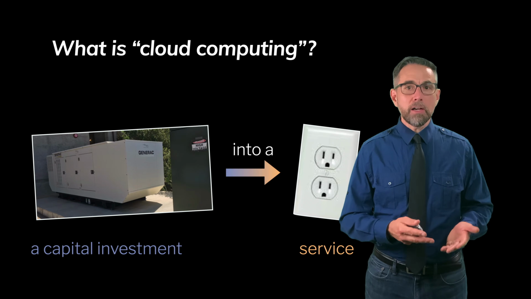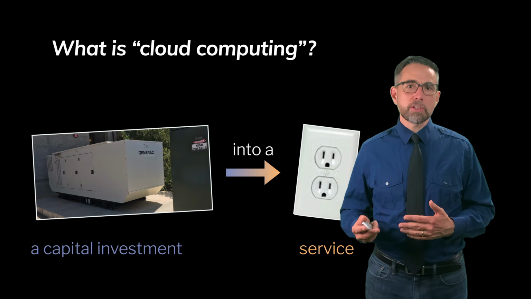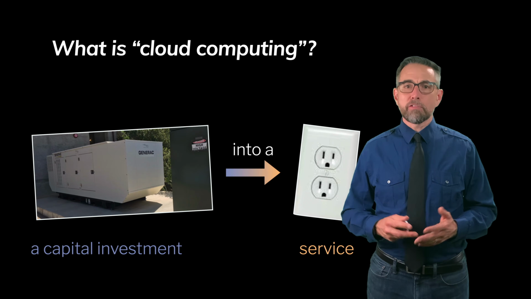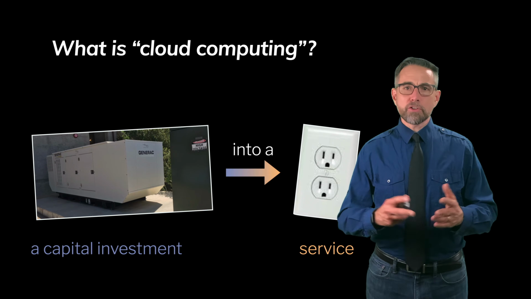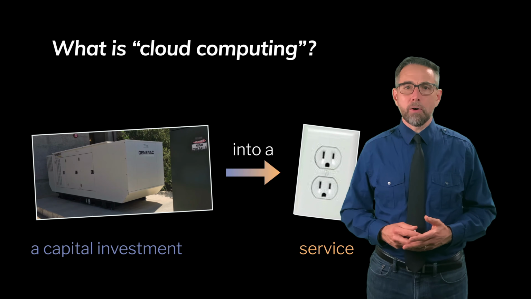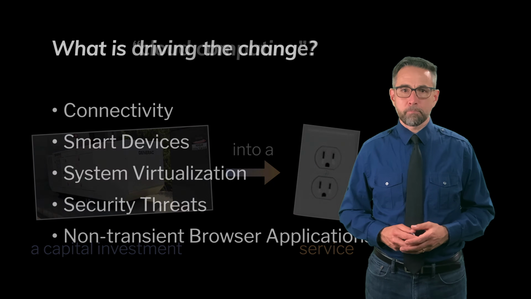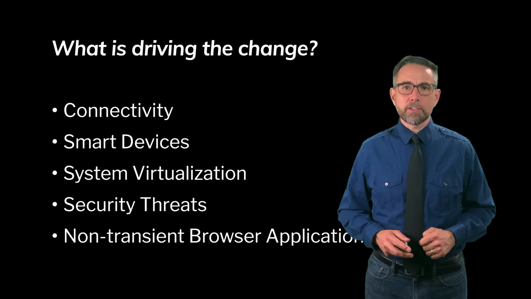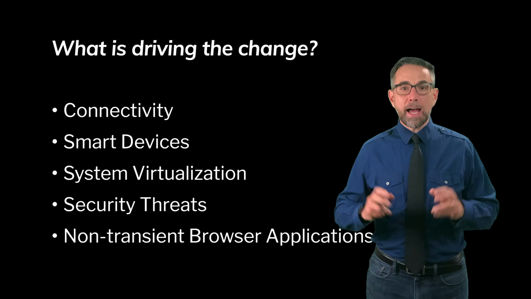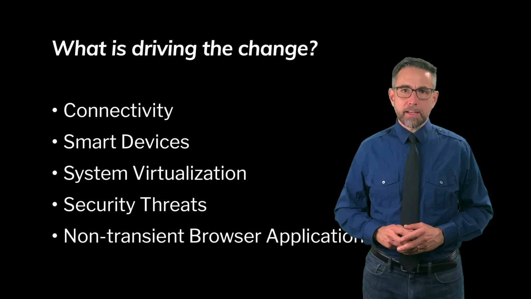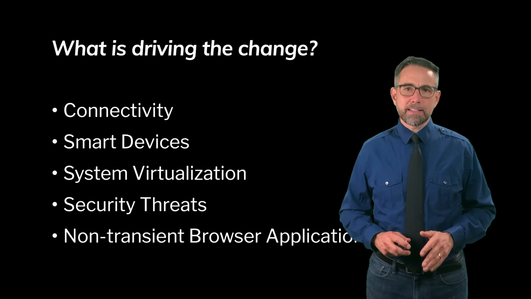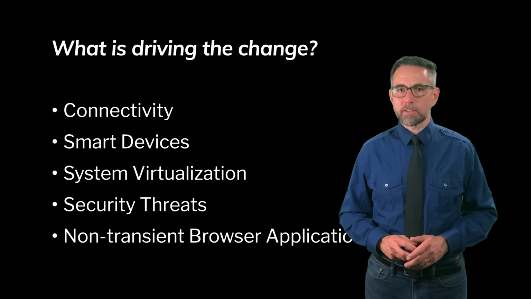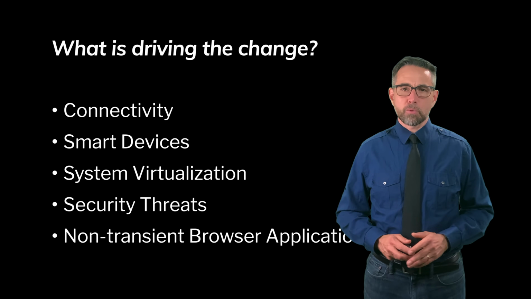Rather than buying a server and running the server yourself, you use the server whenever you need it, borrowing it or using it, renting it temporarily from another organization that has larger scale and is able to provide it to many different people on a pay-as-you-go kind of scheme. Well, what's driving this change from people owning their own servers to renting servers that are in the cloud? Well, there are 5 different things that I would like to draw out: connectivity, smart devices, system virtualization, security threats, and non-transient browser applications. Let's take a look at connectivity as the first one.